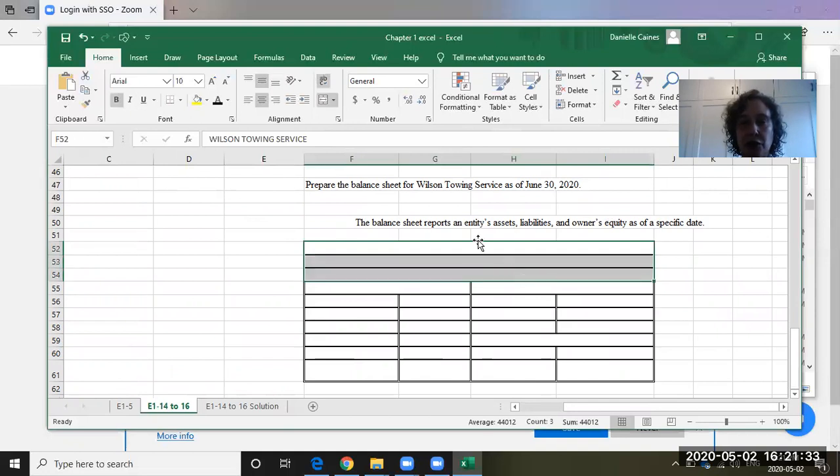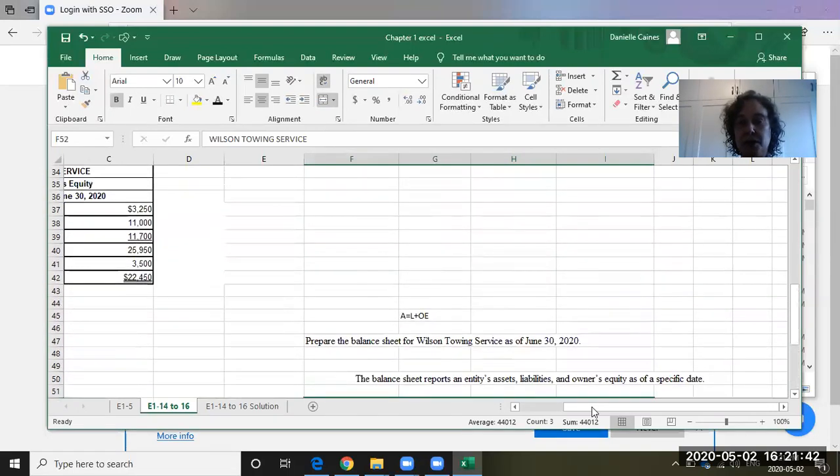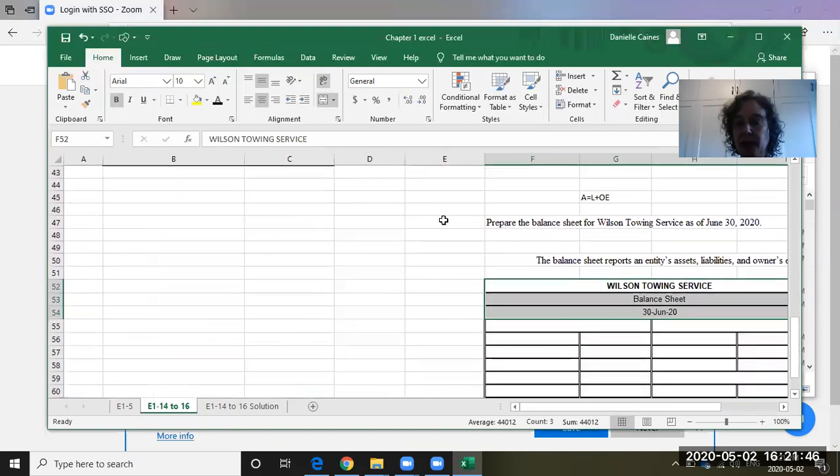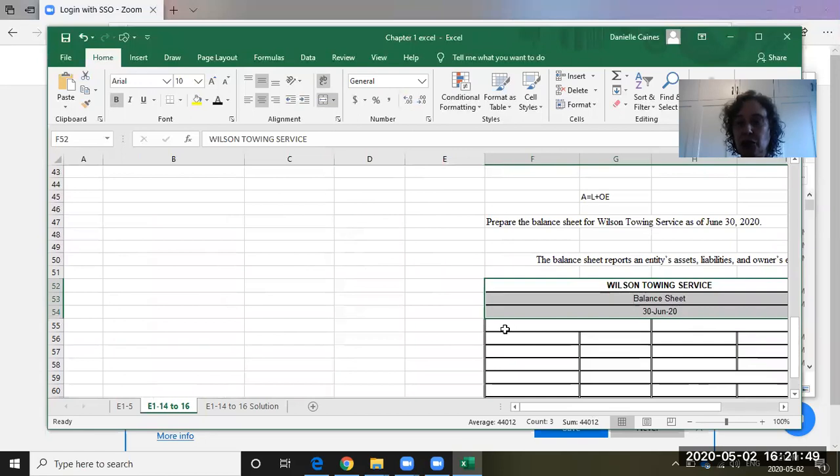So first of all, we're going to have our three lines. So this is the name of our company. We are producing the balance sheet, and it's as at June 30th. So it's not for a particular period of time like this one shows, where the month ended. It's just balance sheet June 30th.